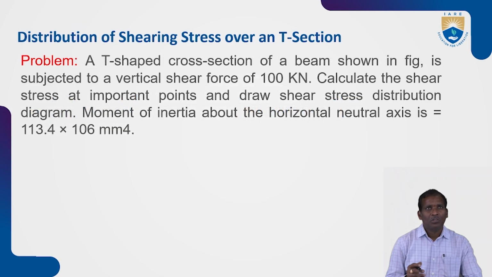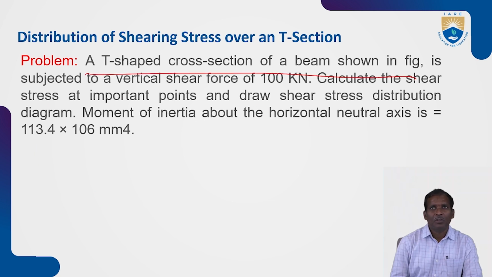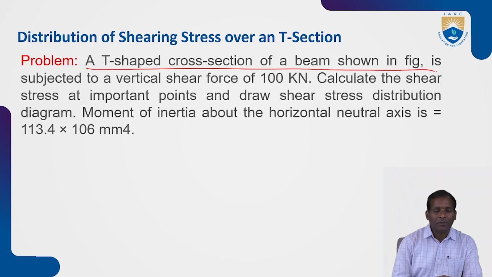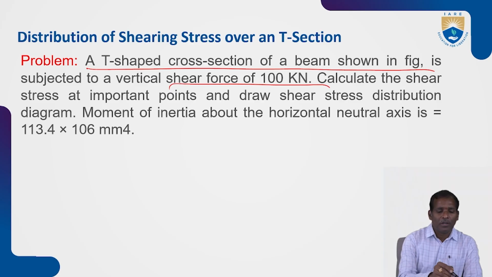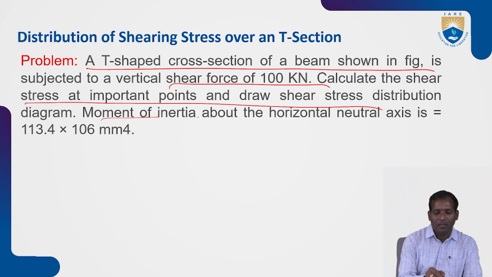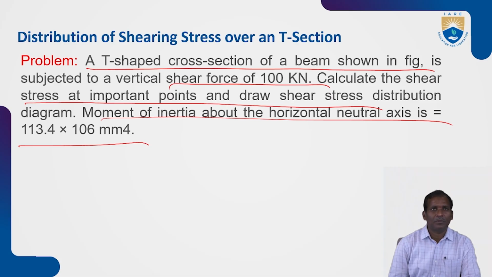We will see this through a problem. The T-shaped cross section of a beam is shown in the figure. So I will show you the diagram. It is subject to a vertical shear force of 100 kilonewtons. Calculate the shear stress at important points and draw the shear stress distribution diagram. The moment of inertia about the horizontal neutral axis is given as 113.4 into 10 to the power of 6 mm to the power of 4.